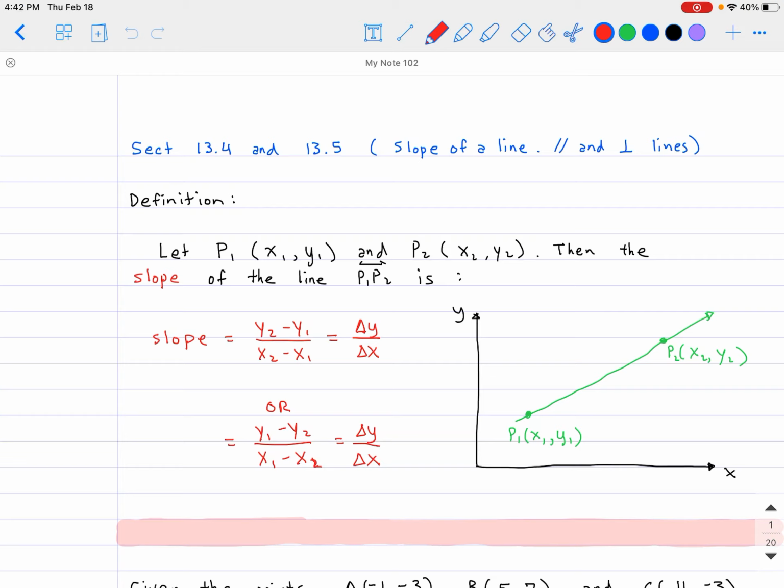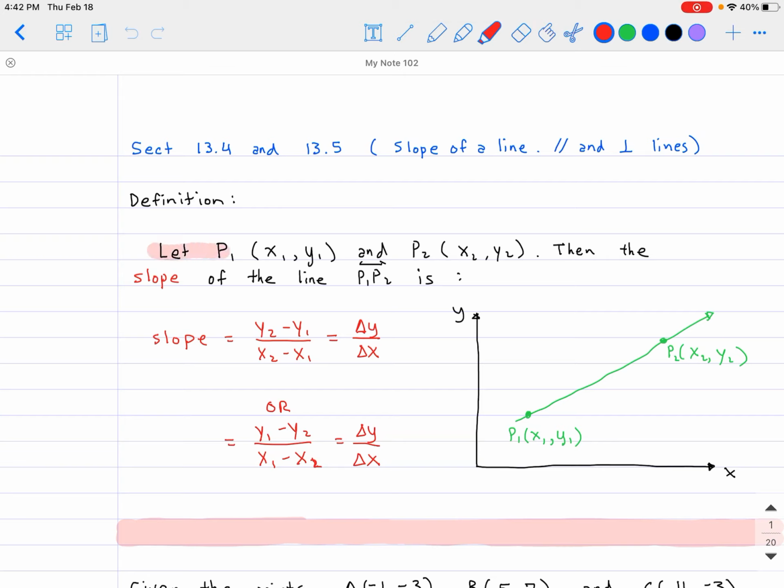Today in geometry, we're going to be looking at the slope of a line and also what it means for two lines to be parallel and also perpendicular when it comes to coordinate geometry. So the first thing we're going to do is define one of the terms that you hear about in algebra quite often, which is going to be slope. So in our definition, we're going to say the following.